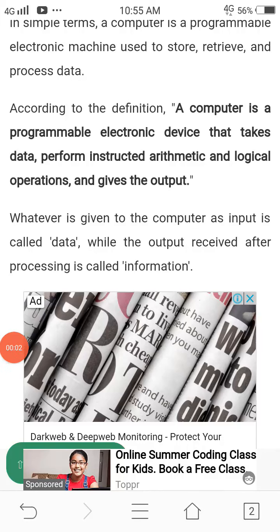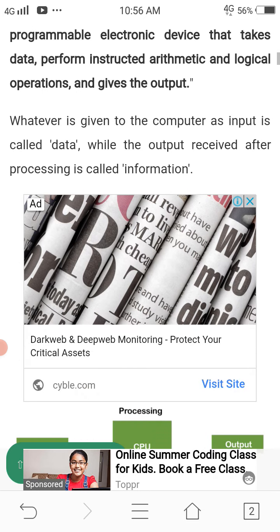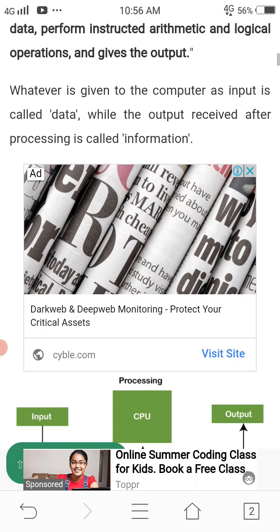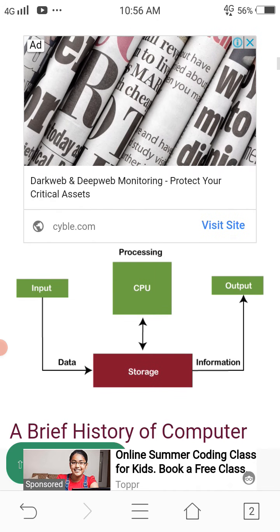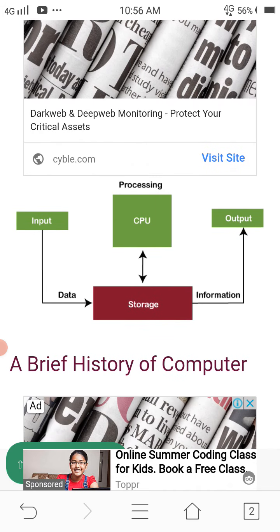The topic is Introduction to Computer and CPU. So a computer is an electronic device that takes data as an input, performs arithmetic and logical operations on that data and gives the output. Whatever is given to the computer as input is called data. Data is the unprocessed material, while the output received after processing is called the output, or you can say information. So this is the basic processing of a computer system.